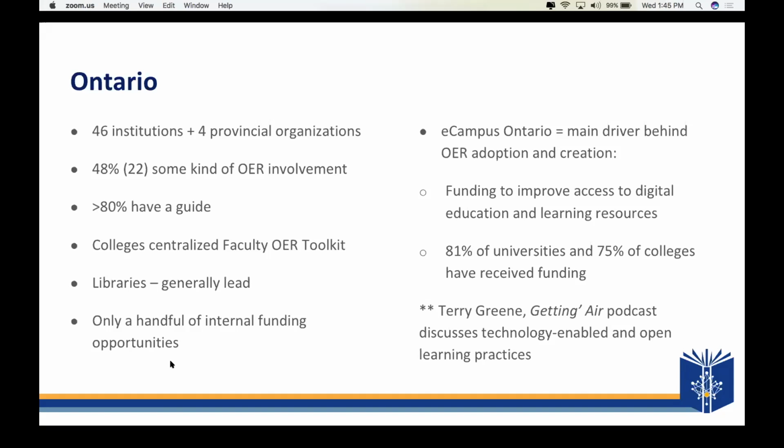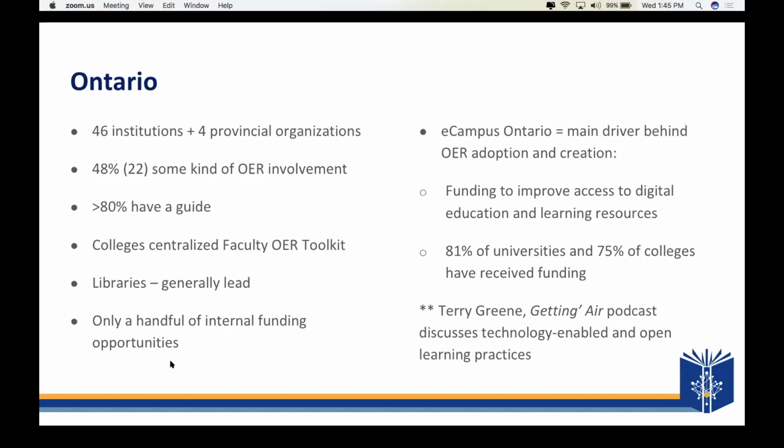We'll have more to say about that in the report. And much like other provinces and other institutions, the library is generally the lead, although there are teaching and learning units as well that will partner with libraries. So sometimes there's a bit of a combination. There are only a handful of internal funding opportunities. Ryerson and Seneca come to mind.